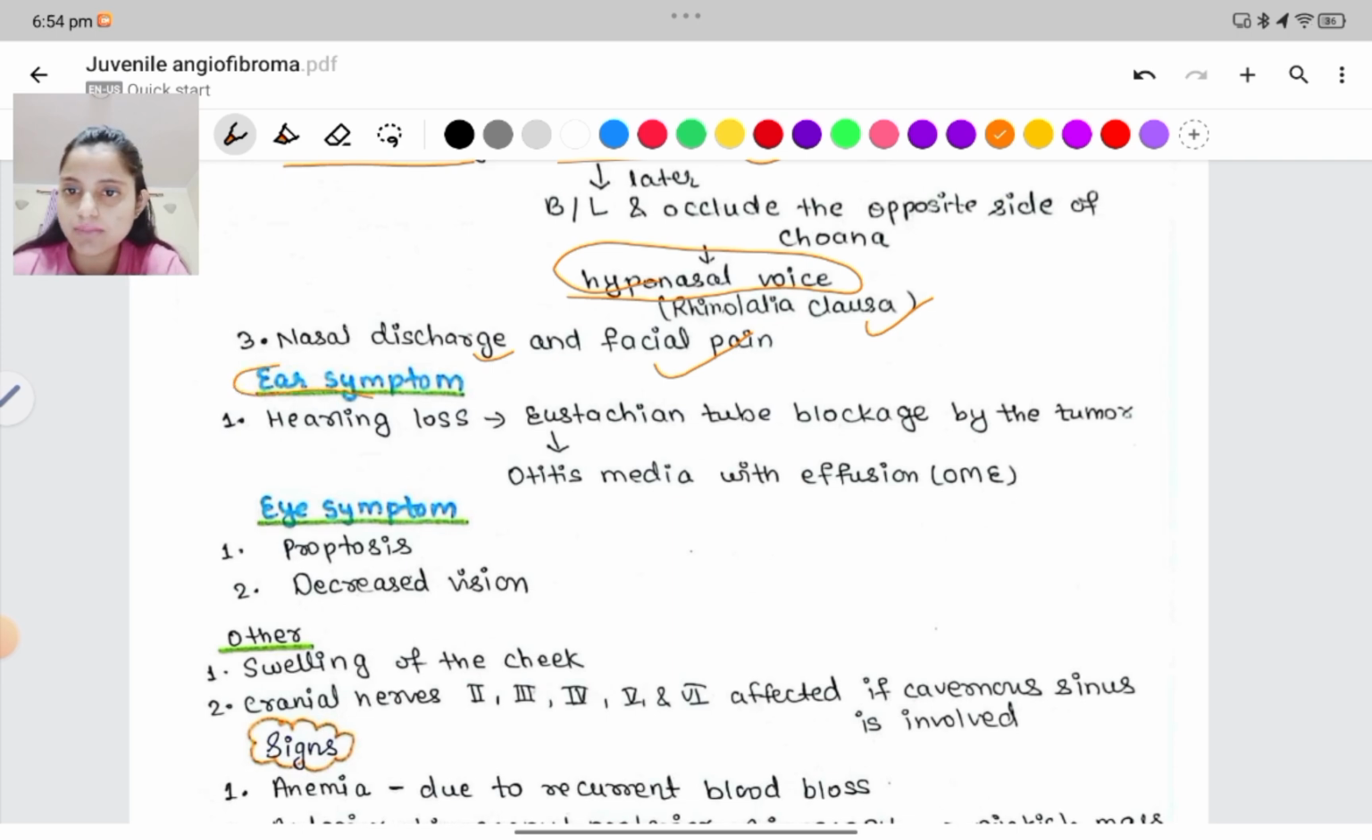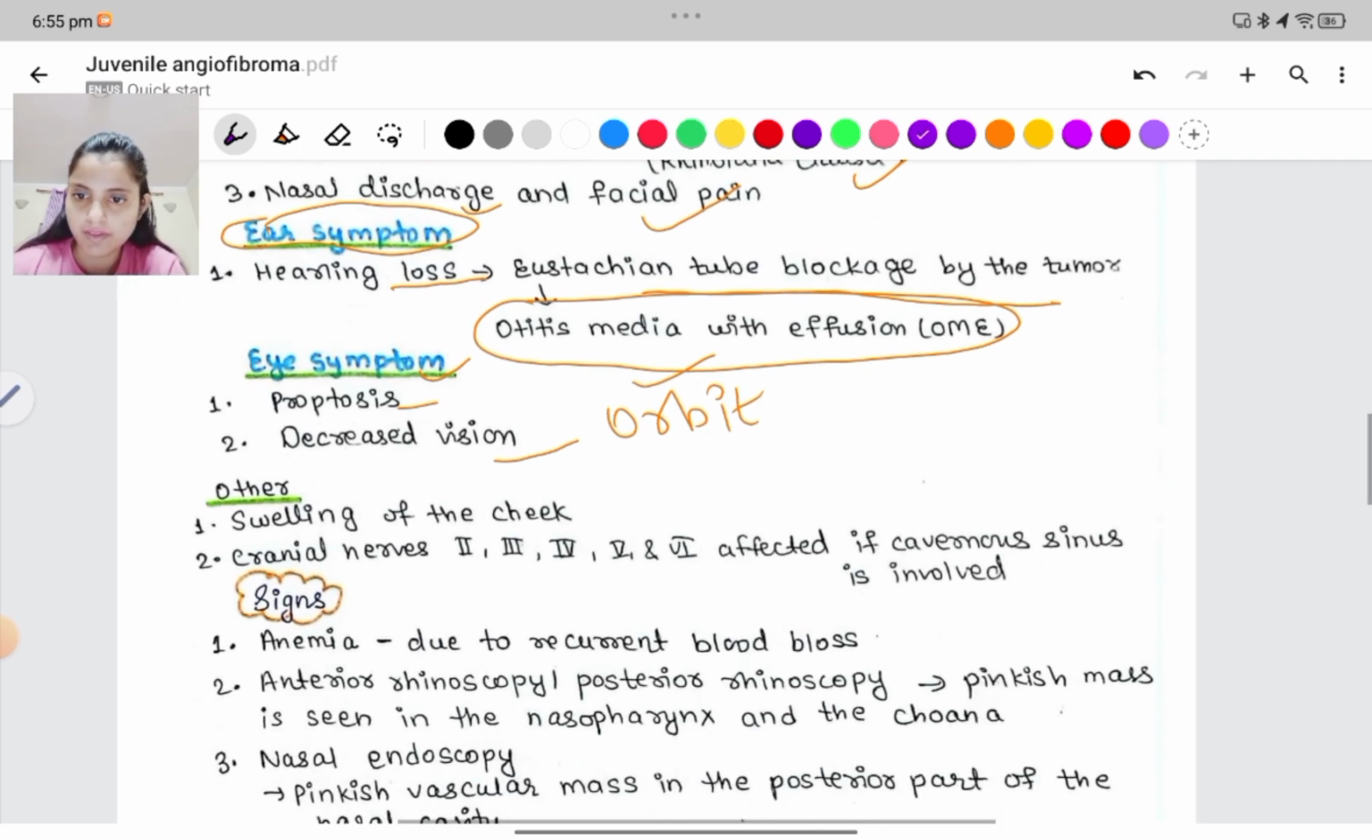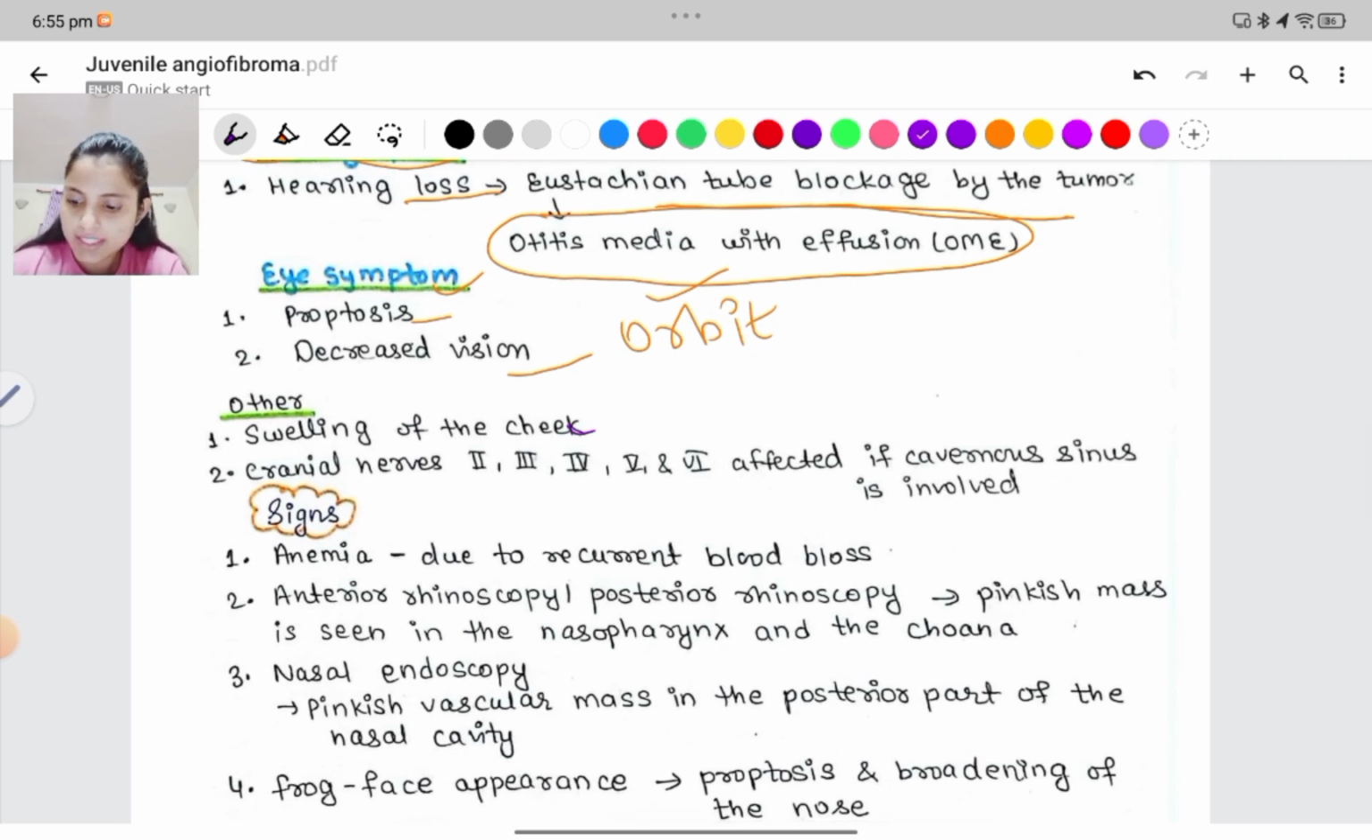There may be ear symptoms. There may be hearing loss due to eustachian tube blockage by the tumor, leading to otitis media with effusion. There may be eye symptoms, proptosis and decreased vision if the orbit is involved. There is swelling of the cheek if the tumor has reached the infratemporal fossa. And there will be cranial nerve involvement if the cavernous sinus is involved. Cranial nerves 2, 3, 4, 5 and 6 are involved.